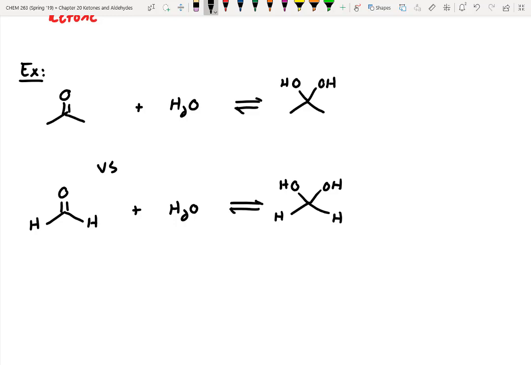It's way more reactive, right? So that carbonyl carbon isn't stabilized through hyperconjugation. We would anticipate that formaldehyde, meaning this molecule down here, would be a heck of a lot more reactive, which would drive formation of the hydrate.